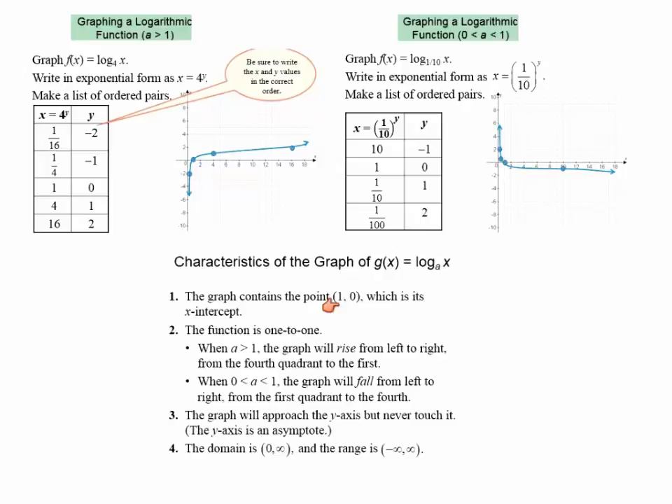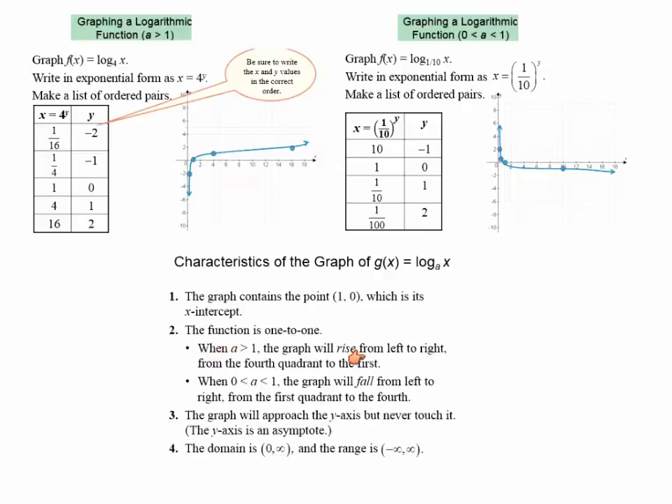So let's take a look at the characteristics. The graph contains the point (1, 0). Both of these are going to pass through the point (1, 0), which is the x-intercept. The x-intercept is exactly the same for both. The function is 1-to-1. To test for the function being 1-to-1, you draw a horizontal line. If it intersects the graph at exactly one point only, that would be 1-to-1. So that does pass that test here.